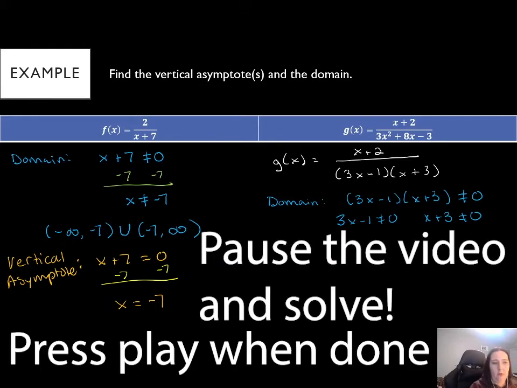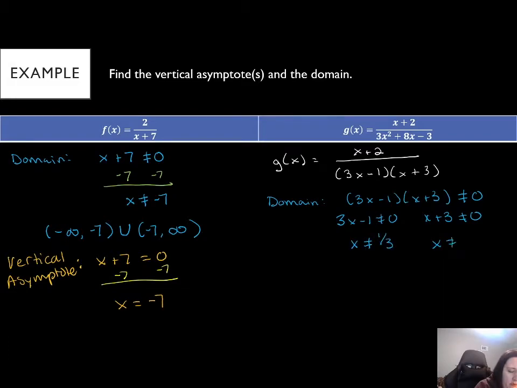And then you solve. Now I'm kind of running out of room here, so I'm going to leave the solving for you and give you the right answers, because I don't have a lot of space. We got x equals 1/3, and x equals -3. So x is not equal to 1/3, and x is not equal to -3. Those are two numbers that we're not allowed to have in the domain.